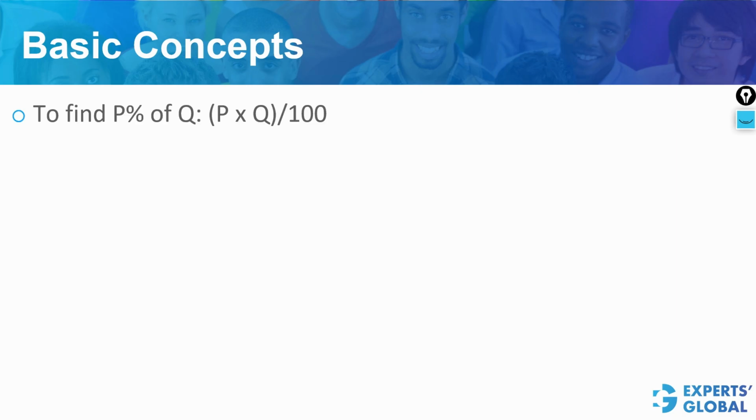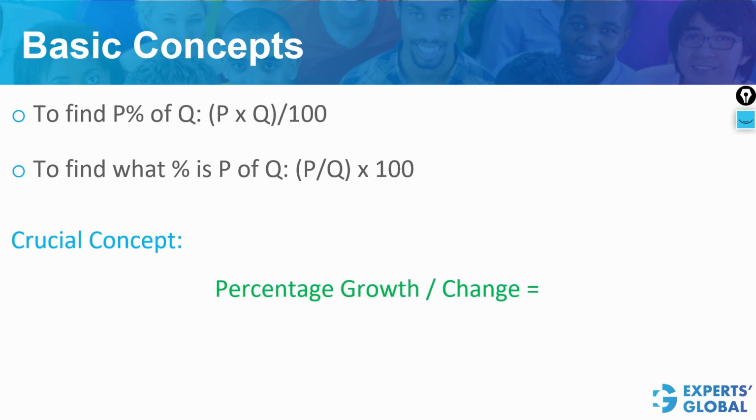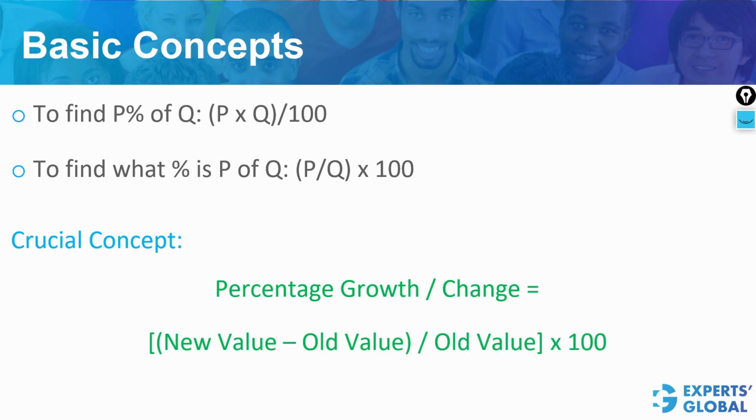Basics. To find p% of q, multiply p and q, divide by 100. To find what percentage is p of q, divide p by q and multiply by 100. A crucial concept is that of percentage growth or percentage change. It is new value minus old value divided by old value times 100.